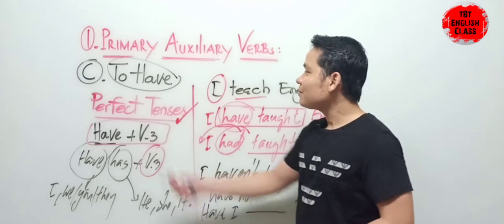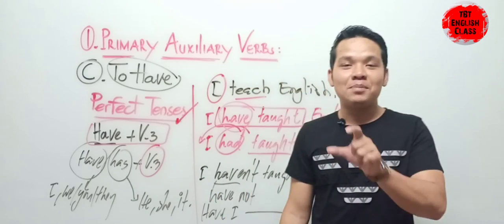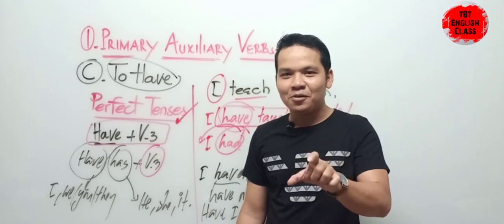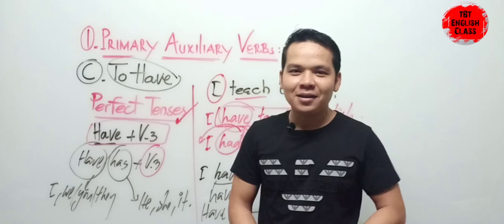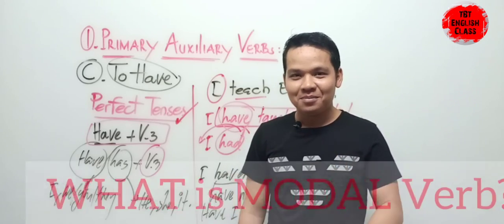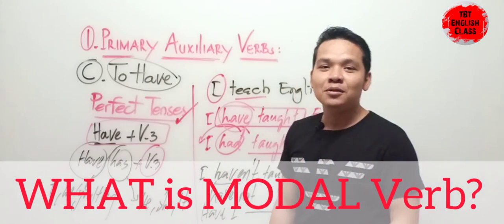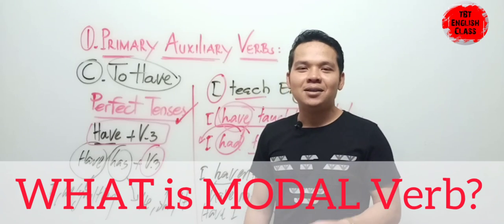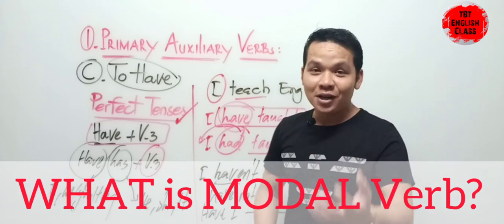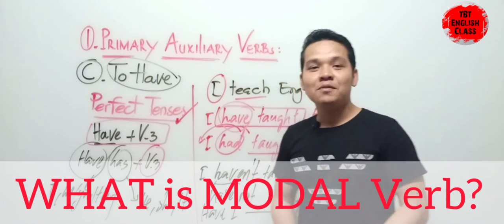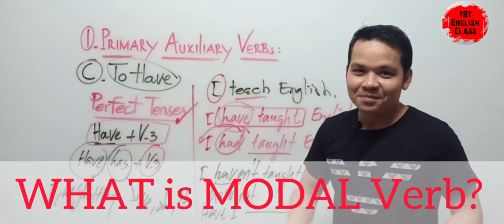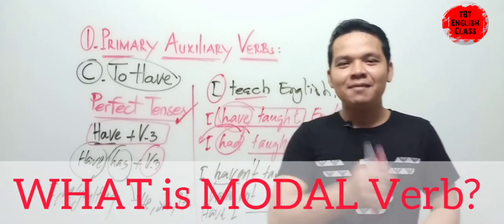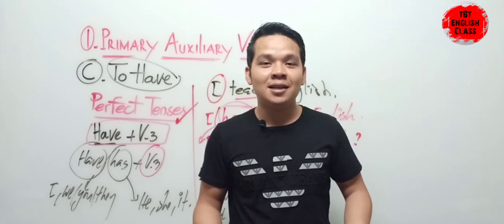Okay, so this one just talks about primary auxiliary verbs, and then the second one, you will know about modal auxiliary verbs. Okay, so let me move on to continue a lesson about modal auxiliary verbs. What is a modal auxiliary verb and how do we use modal auxiliary verbs? Okay, so let's continue to modal auxiliary verbs with me.